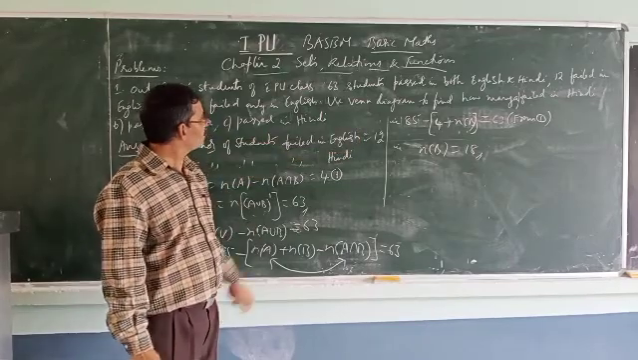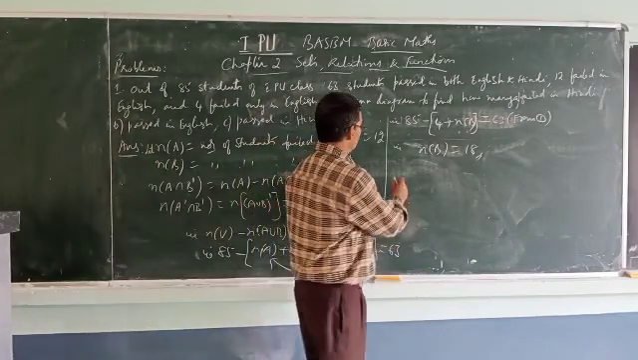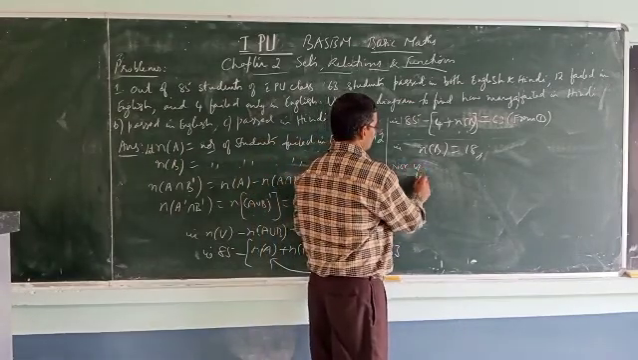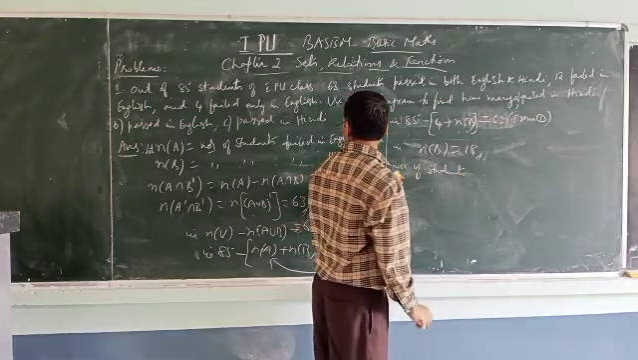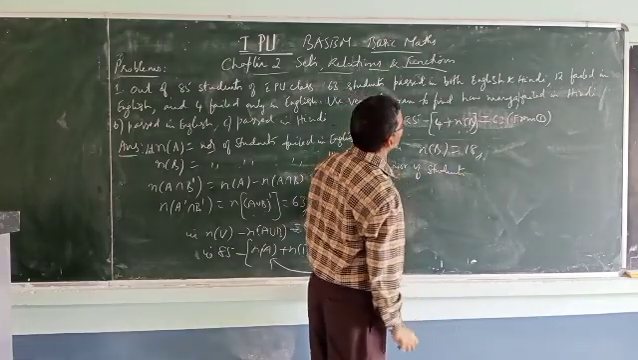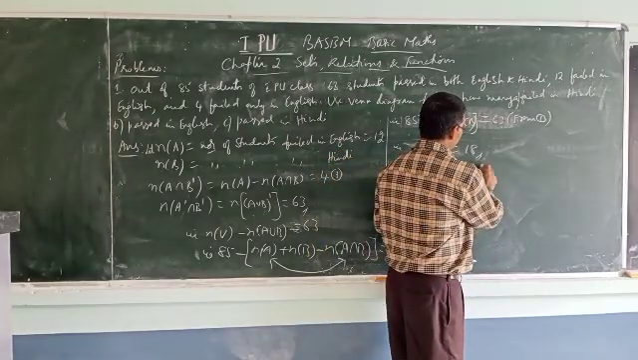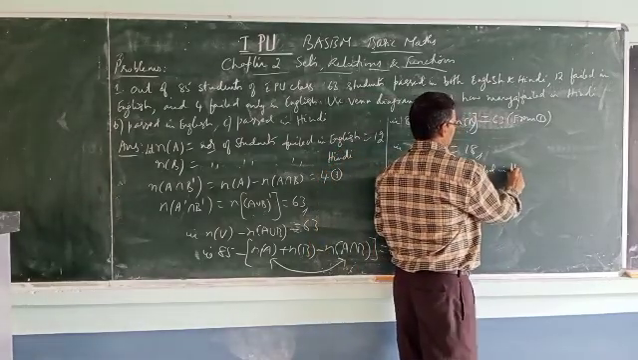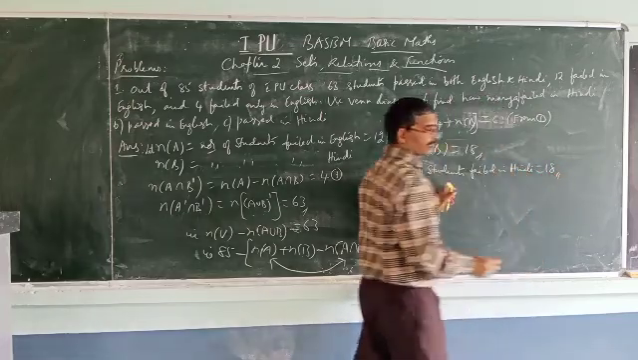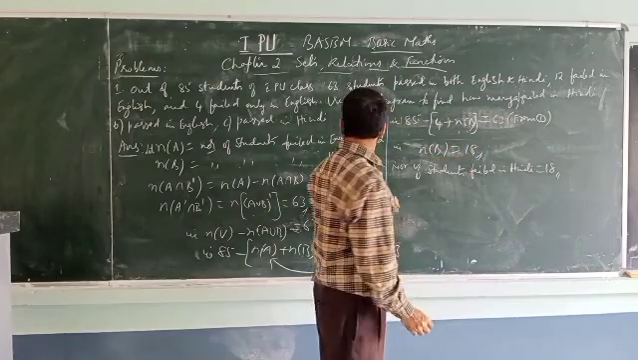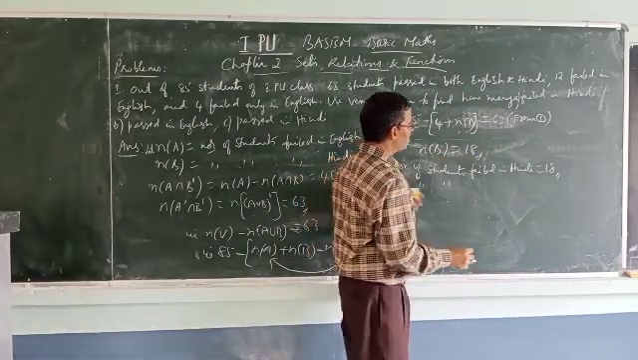Question number A. Now you can write one by one. The answer for A: the number of students who failed in Hindi equals 18. This is calculated. N of B is 18. Next, the number of students who passed in English.